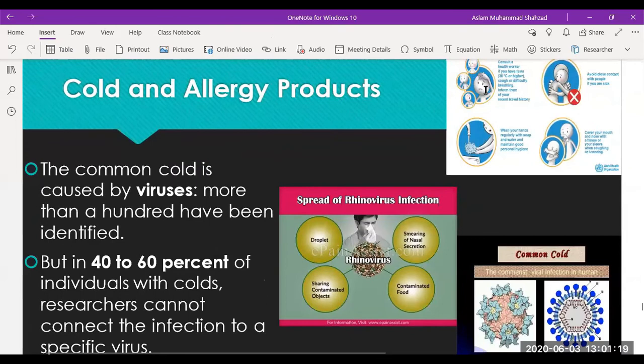And the problem is that rhinovirus can spread through droplets, through nasal secretion, or through contaminated objects. As we are currently under coronavirus, people are using different cold products, but most of them are not treatable, because research is still going on to find an effective treatment for coronavirus, especially COVID-19. And I mentioned in the slide that in 40 to 60% of individuals with a cold, researchers cannot connect the infection to a specific virus. It means they are unable to diagnose which specific virus, because viruses change themselves very quickly. So this is a problem in that case.